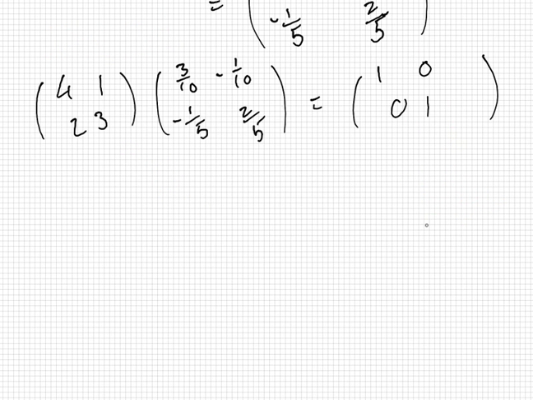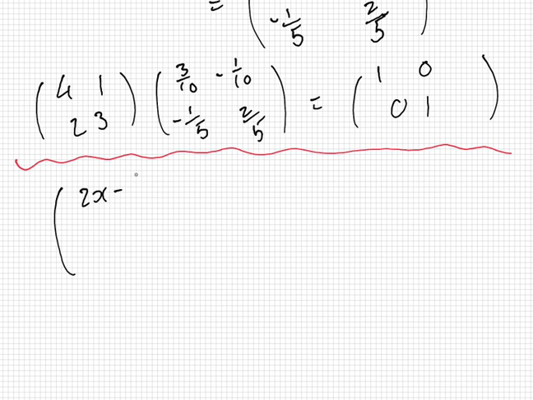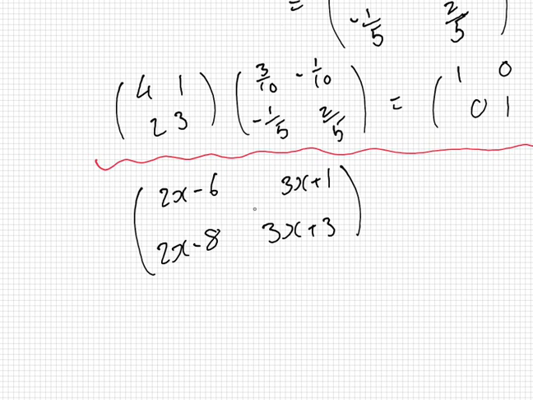Okay. Now let's have a look at number 3. So I give you this matrix, 2x minus 6, 3x plus 1, 2x minus 8, and 3x plus 3. And I want to know, when will this matrix have an inverse? So if this matrix does have an inverse, what do I know about its determinant? It has to be not 0. Yeah, determinant is not 0.